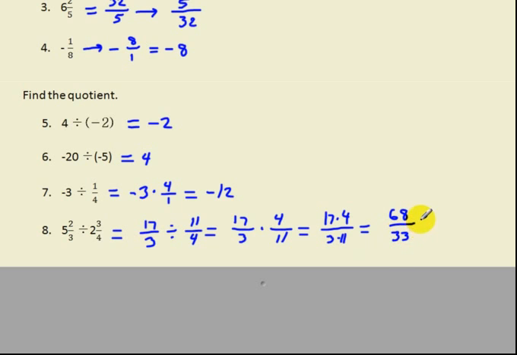Now, I would suggest you simply leave it like this. You can convert it to a mixed number, but really I suggest that you get more and more comfortable working with fractions, including improper fractions.